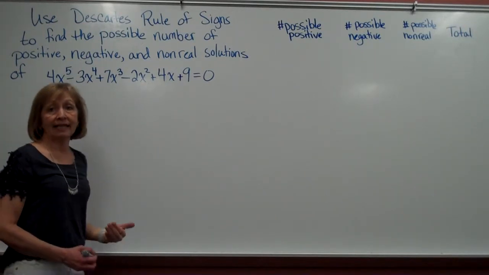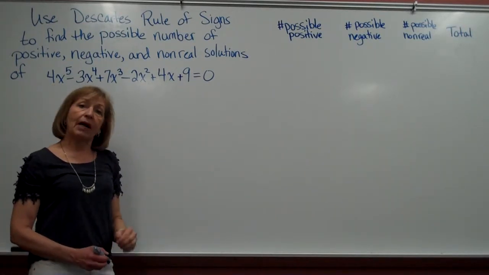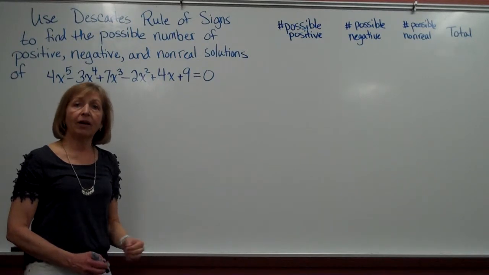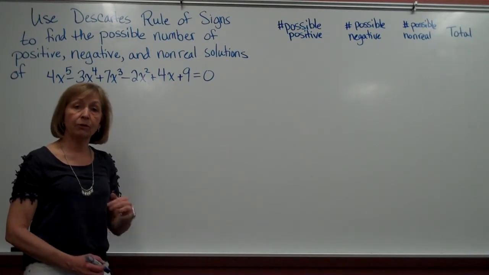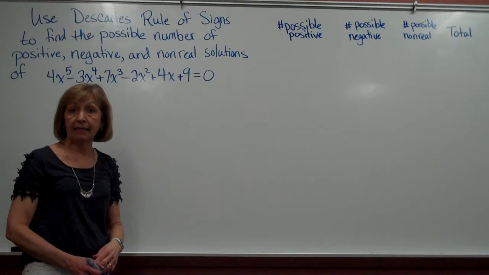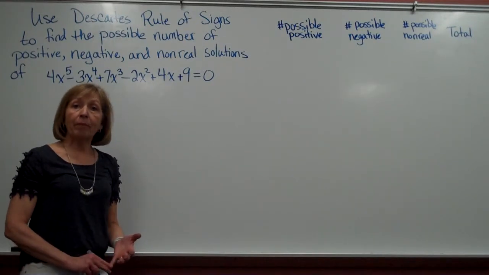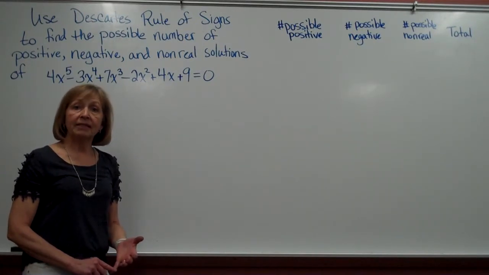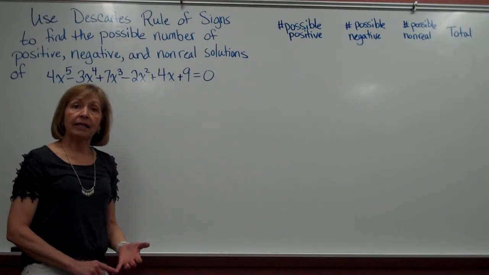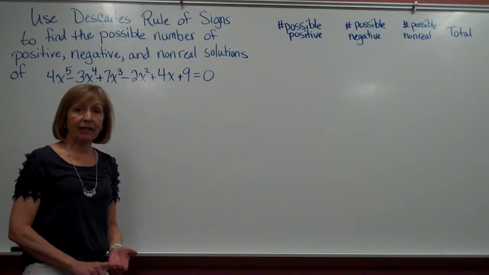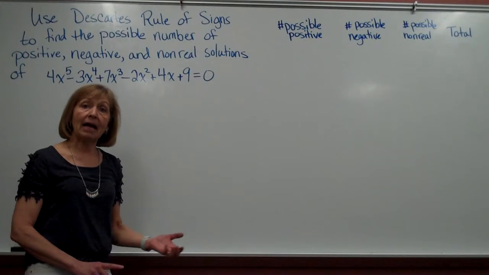Now, Descartes' rule of signs says that if you count the number of variations in sign of your polynomial equation with real coefficients that's already been written in descending order, the number of positive roots that exists for that equation is going to be the same as the number of variations in sign, or less than that by an even number.